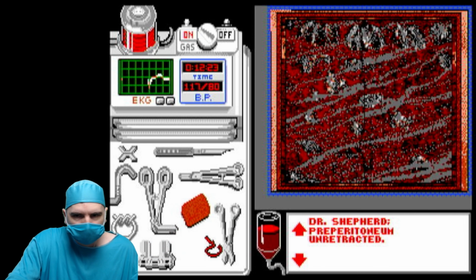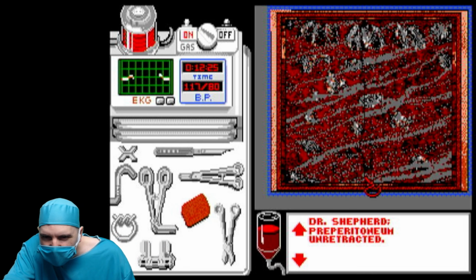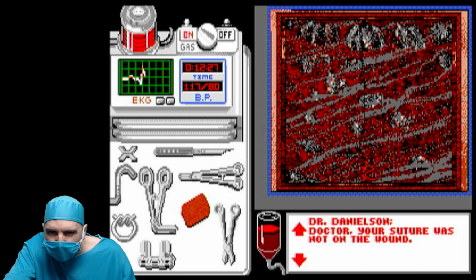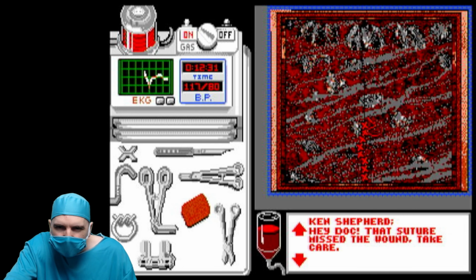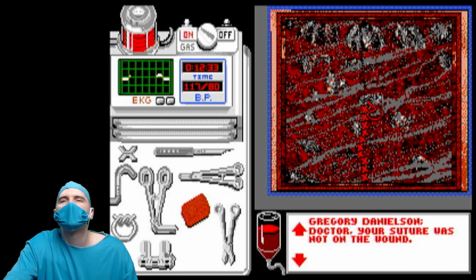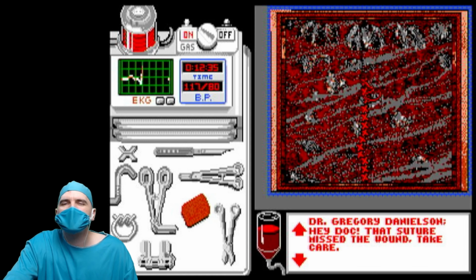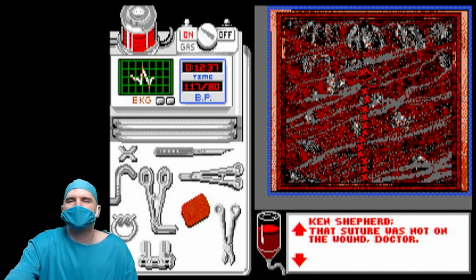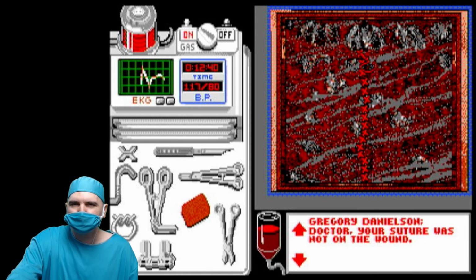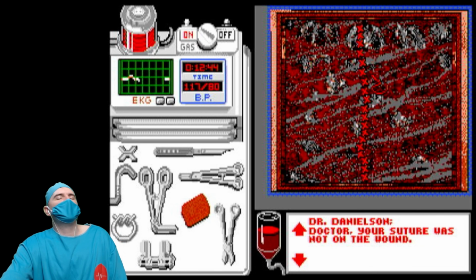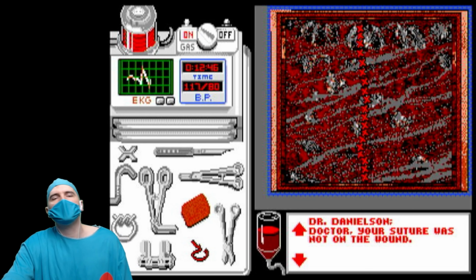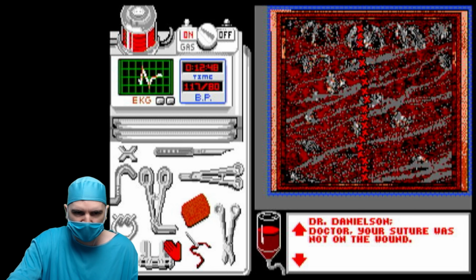Right, so, next bit. The lines are quite difficult to see. Doctor, your suture was not on the wound. Hey Doc. That suture missed the wound. Take care, Doctor. And also, yesterday, I had a brief go at Life and Death 2. And I'm sure you're not surprised to hear that, yes, I did kill my first patient there as well. But yes, the brain is going to take some doing, isn't it? That's going to be a lot more difficult, of course.